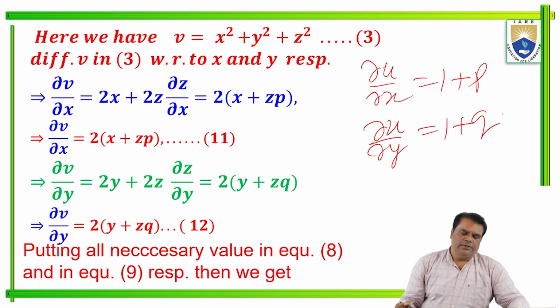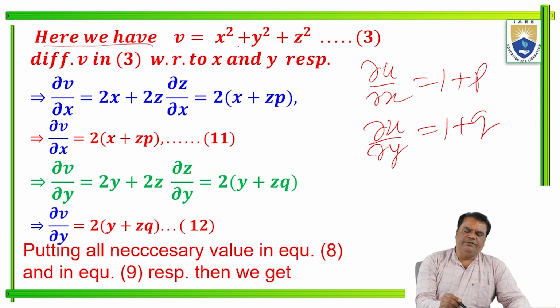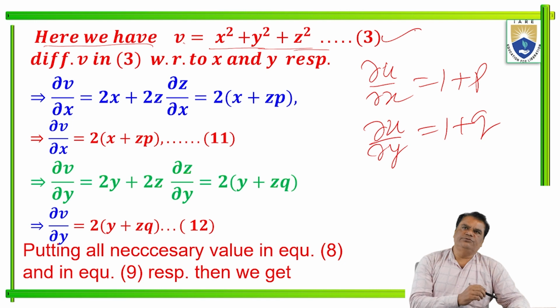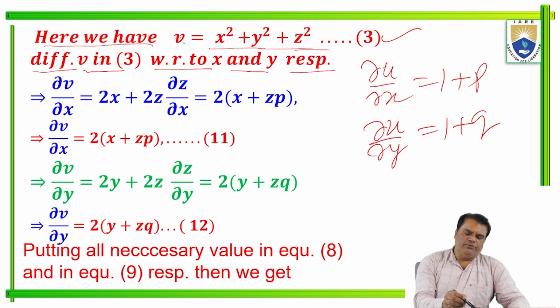Okay. Now here we have equation 3, v equals x square plus y square plus z square. This is equation 3. In the starting we considered u is x plus y plus z and v is x square plus y square plus z square. So differentiating v in equation 3 with respect to x and y respectively. Now v is a function of x and y, so the differentiation of v with respect to x, ∂v/∂x.